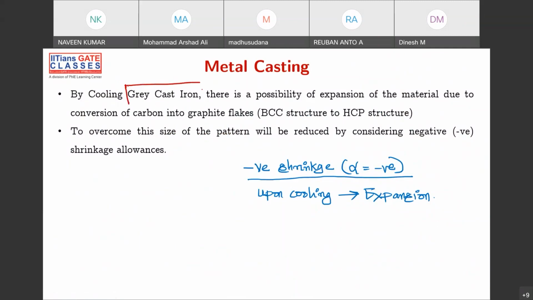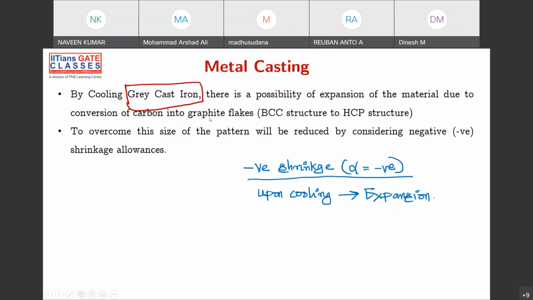Gray cast iron has some property. What is that? On cooling, gray cast iron has a possibility of expansion. On cooling, it is expanding. It's very important. It's not straightforward, it's reverse. The expansion of the material is due to conversion of carbon into graphite flakes. That is, it is changing its structure itself. This is body centered cubic, and this is hexagonal close packing.